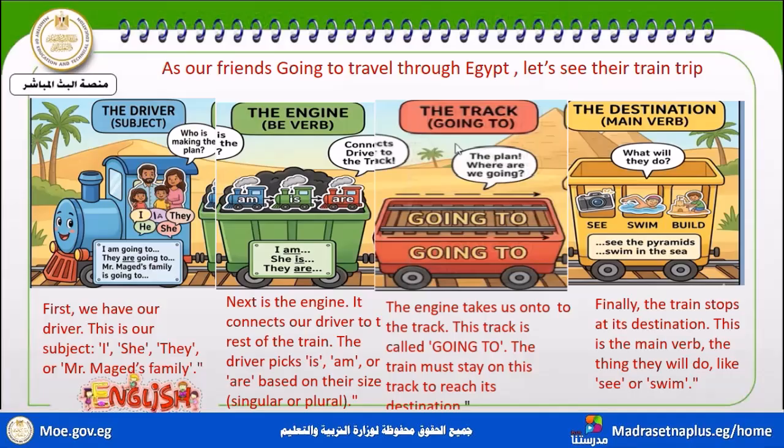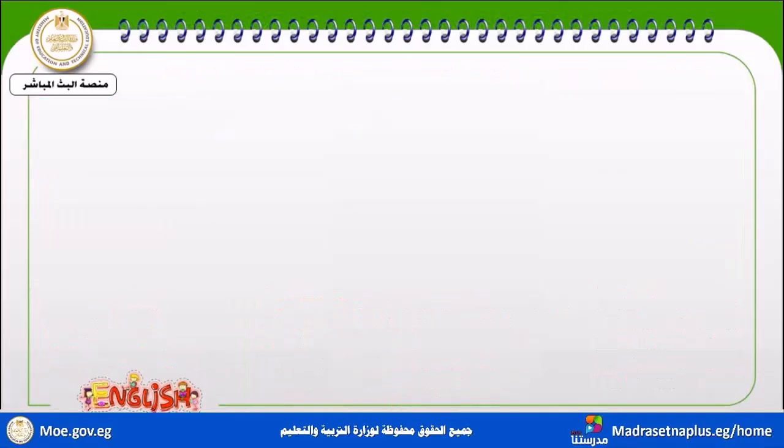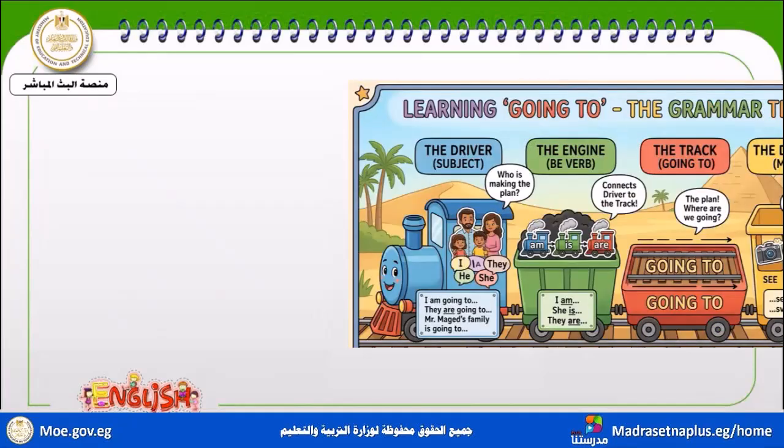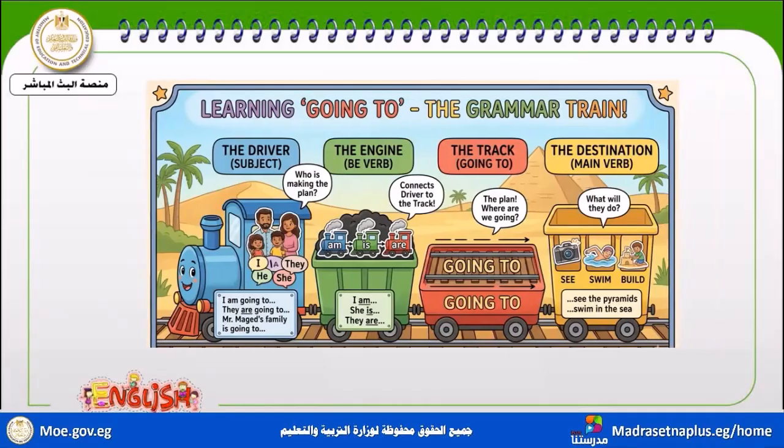So if you are talking about going to, we have these main four cars of the train. We have the driver, which is the subject. We have the engine, which is the verb to be. And we have the tracks, which is going to. And finally, the destination, which is the main verb. Now, our train has already arrived at its final destination.